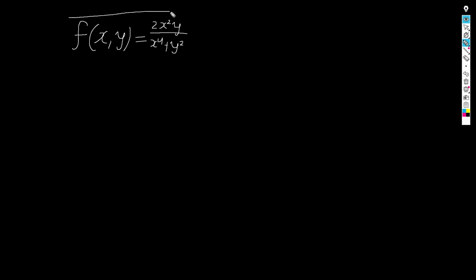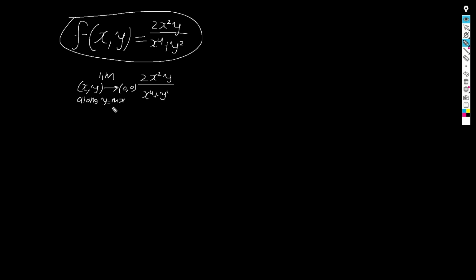Alright, now let's say we have this different function over here. We're going to ask ourselves, does this have a limit as we approach the origin? And to do that, we're going to do the same thing again: approach along any straight line going towards the origin.